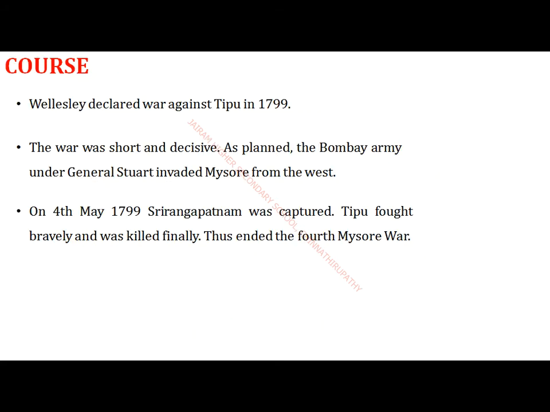Now the course of the war. What happened after these causes? Wellesley declared war against the ruler of Mysore, known as Tipu Sultan, in the year 1799. The war was short and decisive.